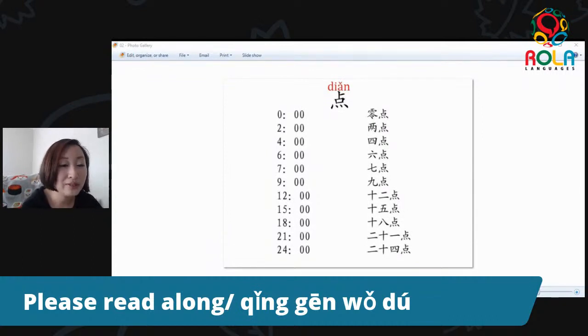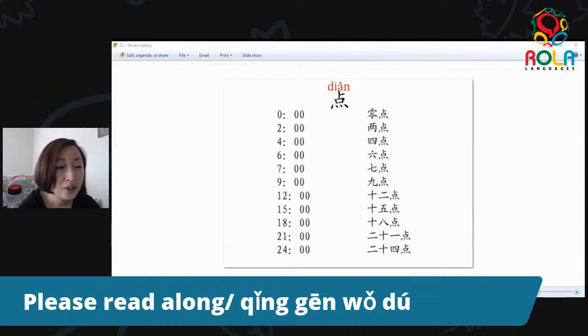Next one, we have 4 o'clock. 4点. Next one, we have 6 o'clock. 6点. Next one, we have 7 o'clock. 7点. Next one, we have 9 o'clock. 9点. Next one, we have 12 o'clock.